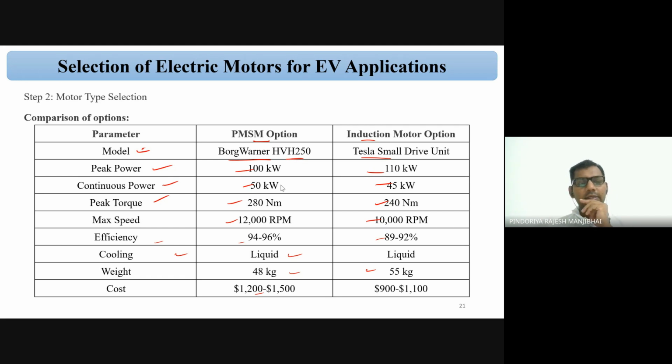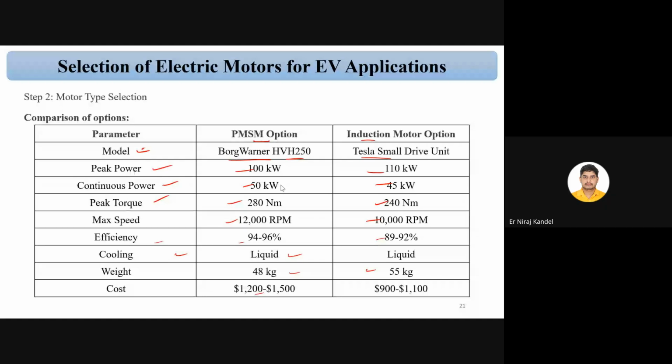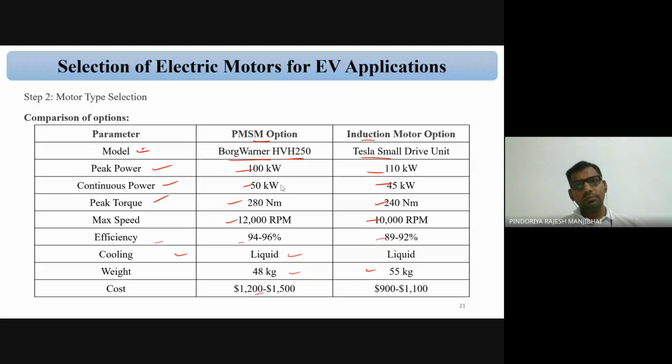Which type of motor are you selecting for this application? Can you repeat the question, sir? So we have to decide the motor based on the requirements. We calculate the motor parameters and other parameters. So which type of motor are you selecting? From these motors, sir? PMSM, induction, PMSM and BLDC motor. Okay.